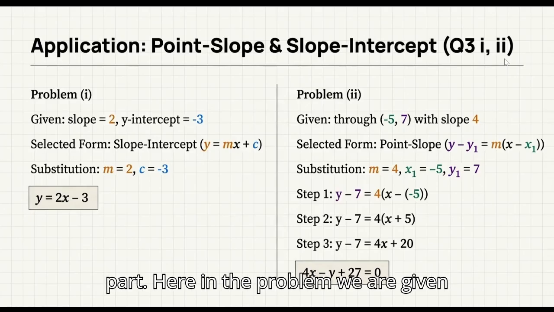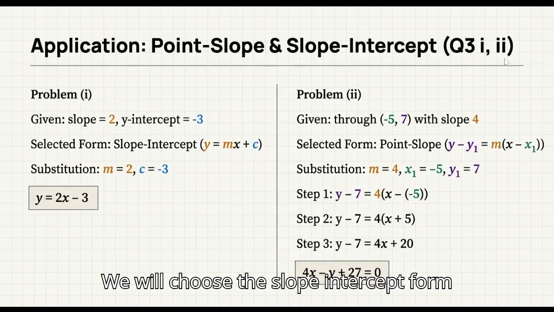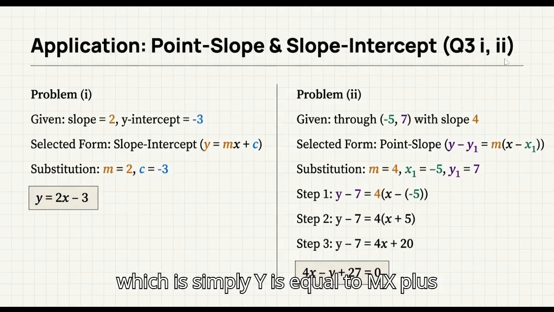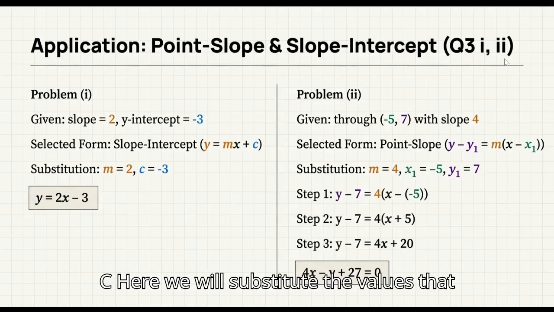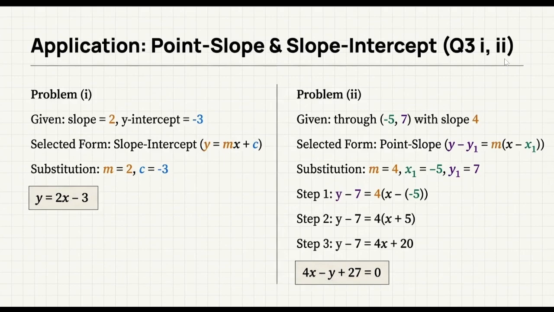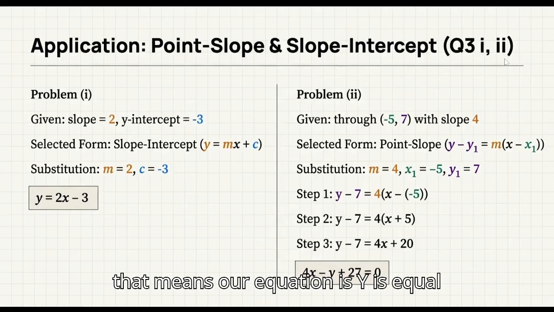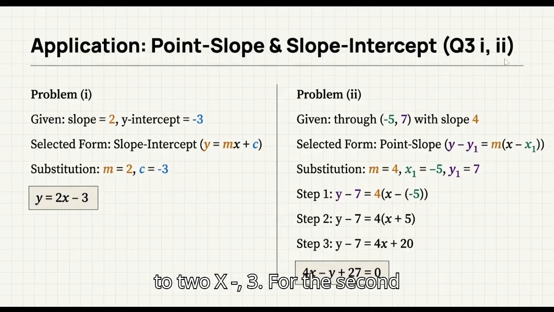Here in the problem, we are given the value of m as 2 and c as -3. We will choose the slope intercept form, which is simply y = mx + c. Here we will substitute the values. That means instead of m, we can write 2, and instead of c, we can write negative 3. That means our equation is y = 2x - 3.